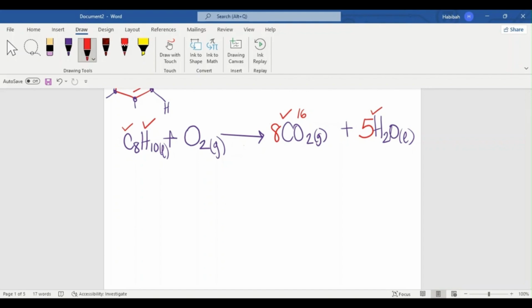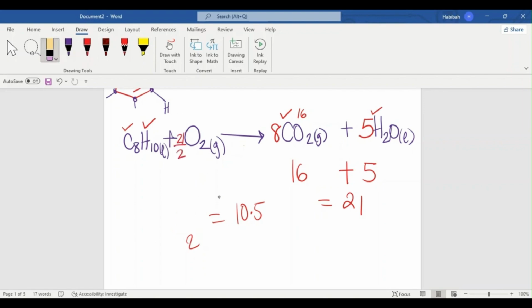Next we have to determine the number of oxygens on both sides. On the left side we have two oxygens, right? And on the right side we have eight, sorry, 8 times 2 is 16. So we have 16 oxygens for CO2, and then we have five oxygens in the H2O. So that's five, making a total of 21. And then we have two. How do we go from 2 to 21? Well, 21 divided by 2 is the same thing as 10.5. So we have 10.5 here, or we can just say 21 divided by 2.